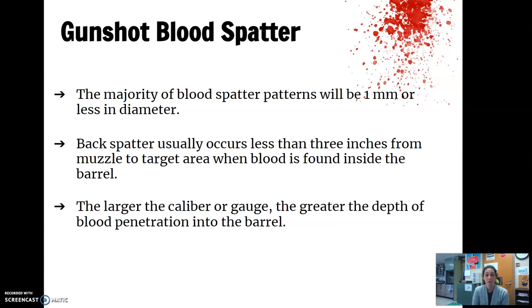All right, so those are your blood spatter notes. Make sure you have written down or documented on the Google Doc all of the notes and things, and let me know if you have questions.